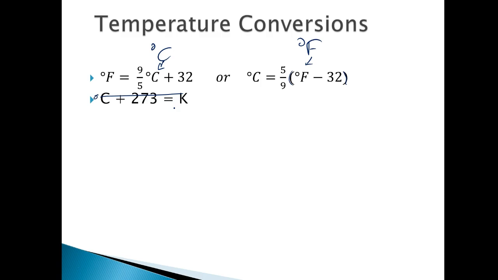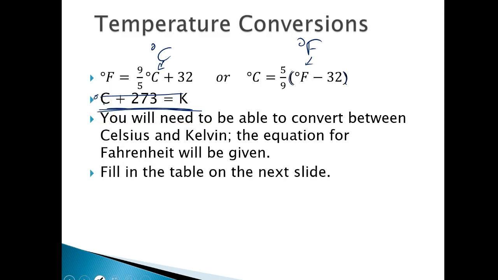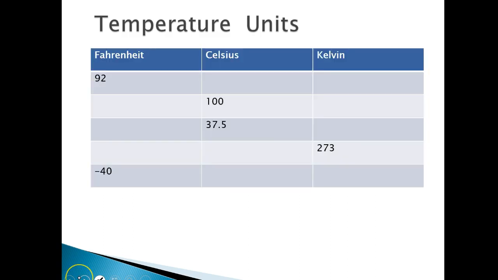But what you need to know is how to convert between them, and so all you do is take whatever the degrees Celsius are and add 273 to get kelvins. It doesn't use a degree symbol either. It's kind of weird. And like I said, because Kelvin is such an easy calculation, you're going to need to be able to know that. I will give you both of the Fahrenheit equations. So basically, I'm just going to have you go through and we're going to fill in this table. So take a minute, pause the movie, write down what's in here, and then we're going to go through and fill in the blanks. Okay?